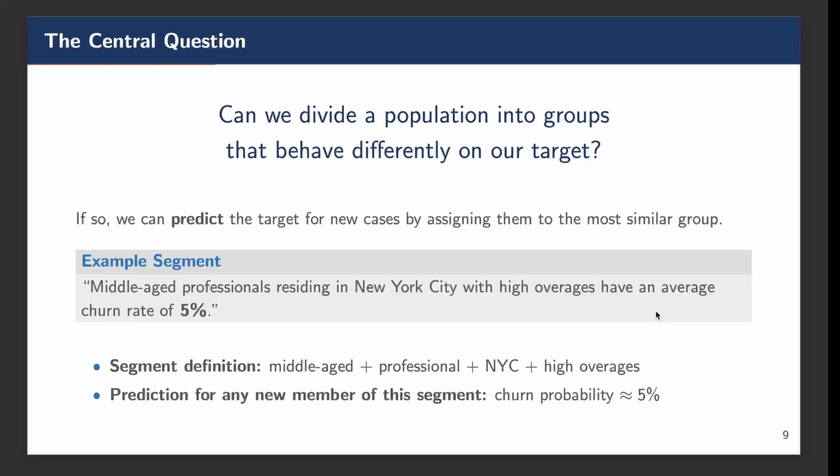Let's take an example. Let's say we have a segment of individuals who are middle-aged professionals in New York City with high overage charges, and we find that they have a 5% churn rate. If there is a new customer who fits that description, then we would predict that this person has a 5% probability to churn.